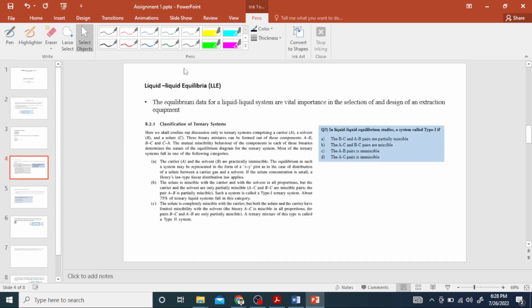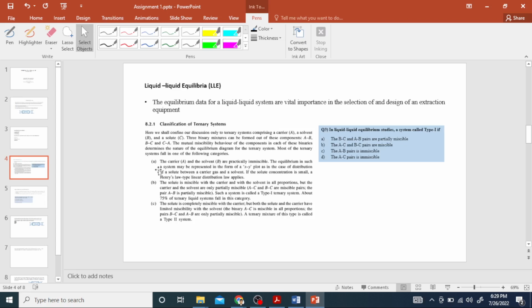Next topic is liquid equilibrium. The equilibrium data for the liquid system are important in the selection and design of the extraction equipment. Now the classification of the ternary systems. In the ternary system, the carrier is indicated by A, solvent by B and solute by C. Three binary mixtures can be formed out of these components: A-B, B-C and C-A. The mutual miscibility behavior of the components in each of these binaries determines the nature of the equilibrium diagram for the ternary system. Most of the ternary systems fall in one of the following categories: 1, 2 and 3.